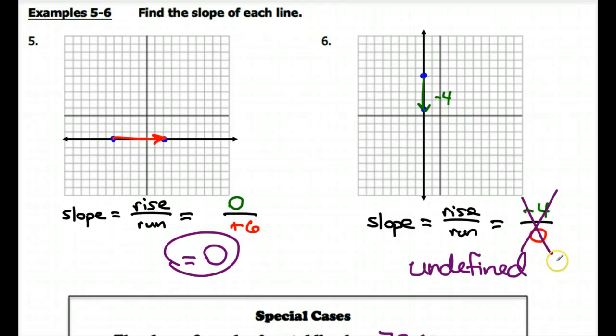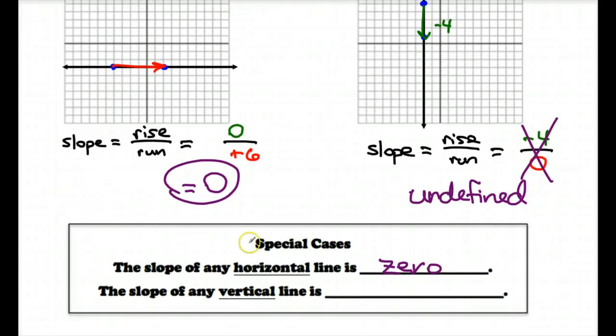Okay, so that's going to be true for all vertical lines. The slope of any vertical line is going to be undefined. These are 2 special cases anytime we're dealing with slope, and these are 2 that you really, really need to remember and commit to memory. Anytime you have a horizontal line or a flat line, the slope of it is going to be 0. Anytime you have a vertical line, its slope is going to be referred to as undefined.